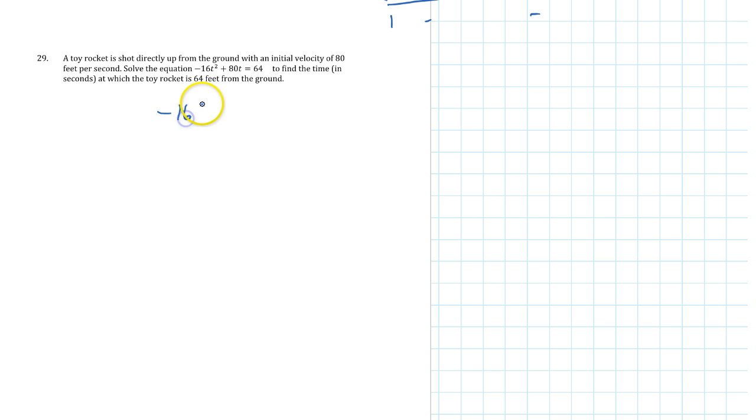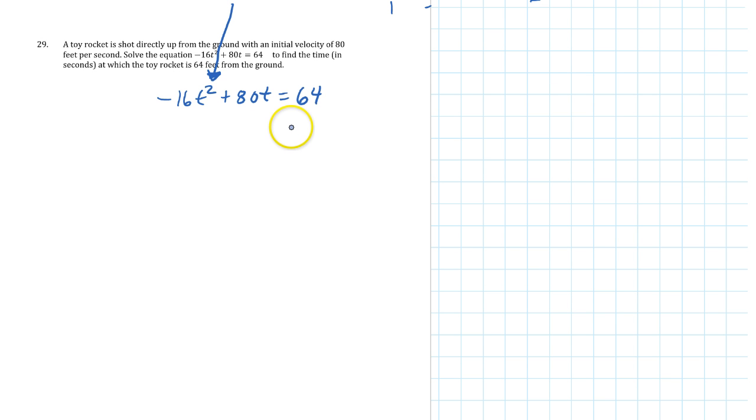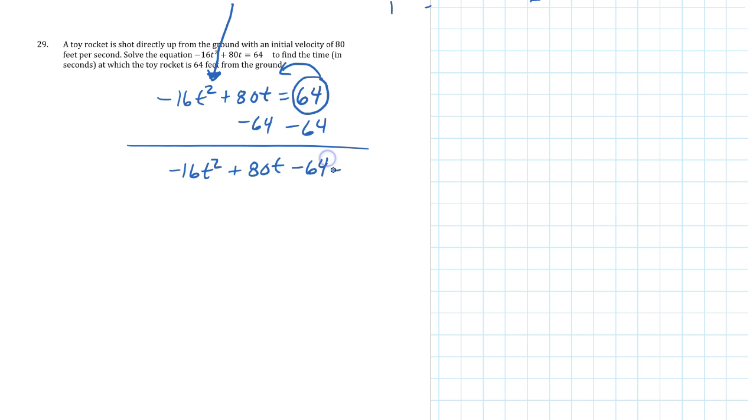So basically, we're going to take this equation and solve for t. Since it's a quadratic, we're going to set it equal to 0, which means moving these terms over by subtracting 64, which gives me negative 16t squared plus 80t minus 64 equals 0. Now all we have to do is solve for t.